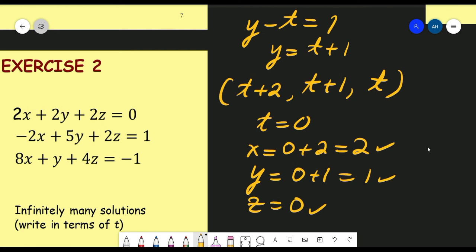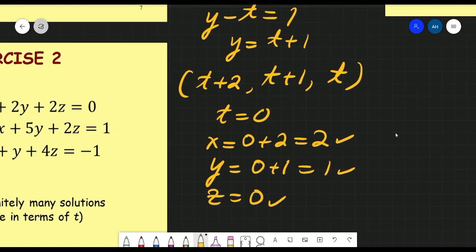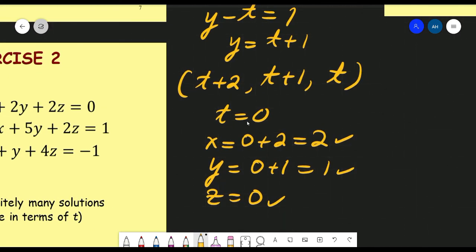Can you give me another solution also? Of course, yes. Now I can get another solution by substituting t equal to a different value. For example, t equal to 1. I will get another set of solutions. Can you give me one more? Yes, I can give you more solutions. I can substitute t equal to any other number. I can get a new solution.